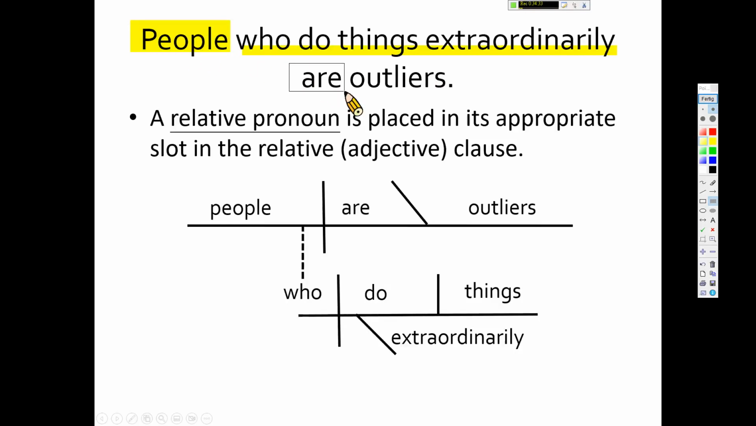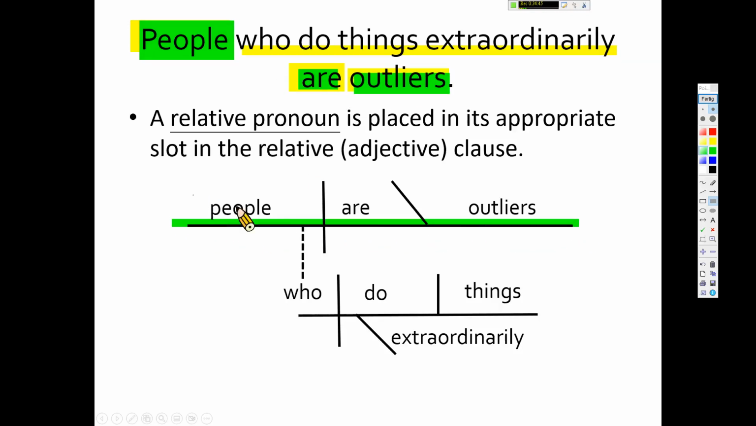So the be verb is here, and this is the subject complement. So we see here people are outliers. So on the main line we have people are and outliers. And be careful, this is a diagonal line because it is used to complement. Outlier is equal to people. So outliers, people are outliers.